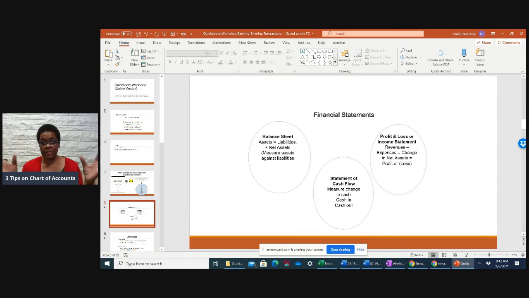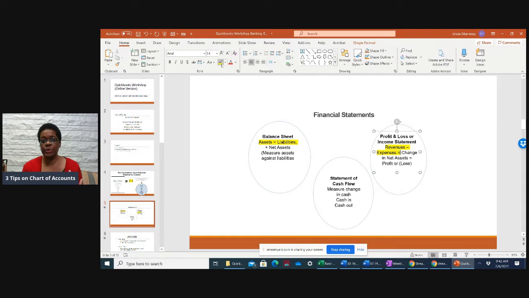So you have all of these different accounts, and these accounts are classified into types. So the balance sheet includes assets, liabilities, and equity. I am going to highlight so you can see. So once again, the balance sheet includes your asset accounts, your liability accounts, and your equity account. Your profit and loss statement includes your revenue accounts and your expense accounts.